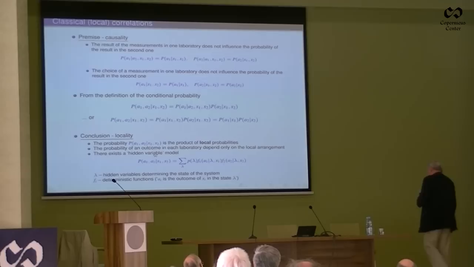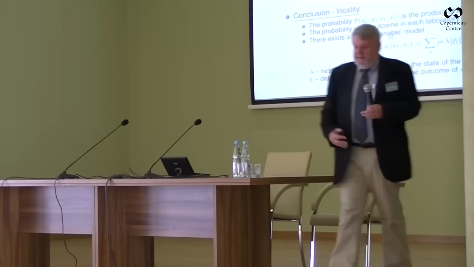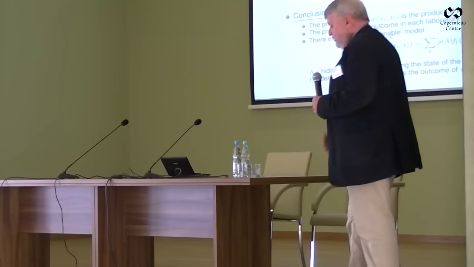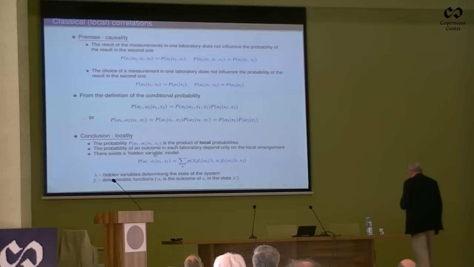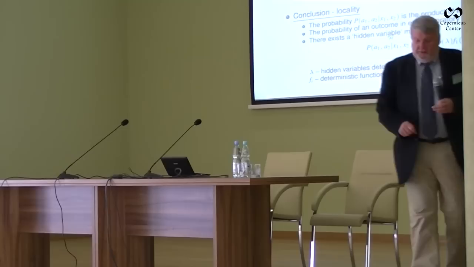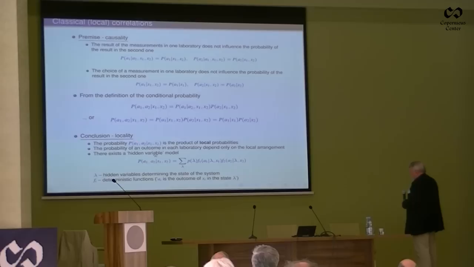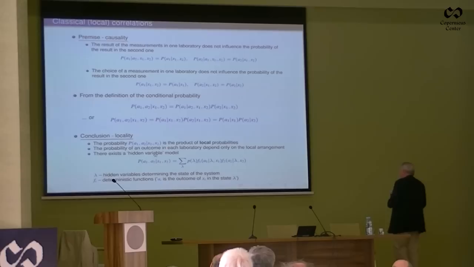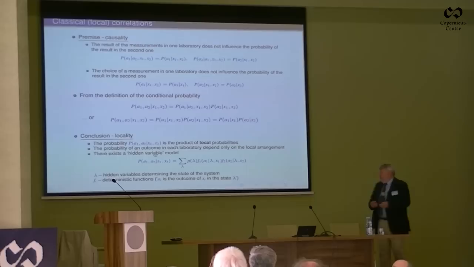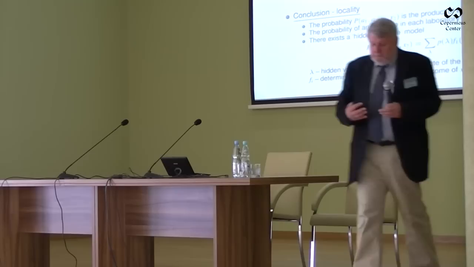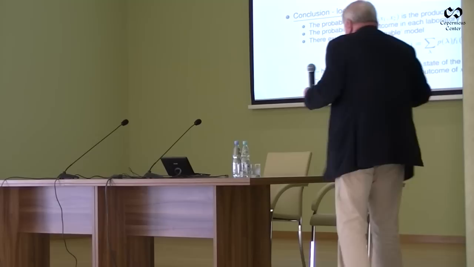So, conclusion. From these assumptions, I would say that there is no possibility to transfer information from one system to the other. In this sense, we infer the principle of locality, which is valid for all classical theories. And summarizing, this conditional probability of obtaining this result is the product of local probabilities: the probability of an outcome in each laboratory depends only on the local arrangement. So this is something which should be clear.